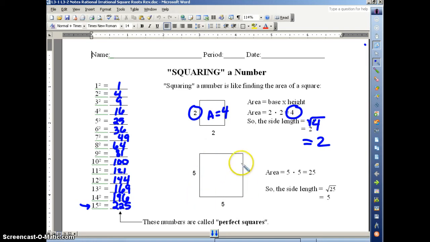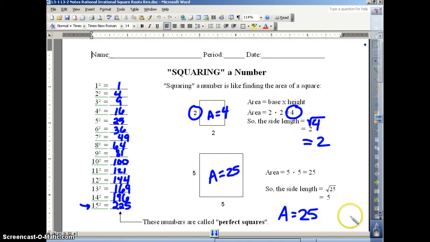Well, 5 times 5 means this area is 25. What if I told you I have a square that has an area of 25, and I want to know the side length? Do you know what the big mistake is that kids do in the 8th grade? When I say you've got a square, its area is 25, what's its side length? They divide by 4. And that's a huge mistake.